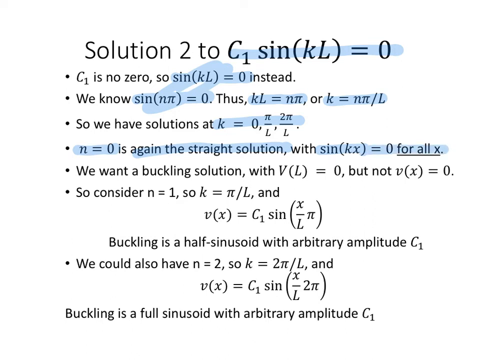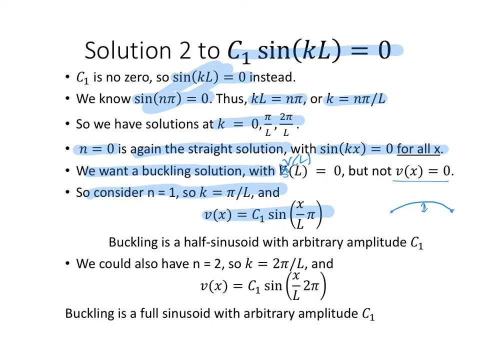So still not interested. So what we really want is that buckling solution with little v of L is 0 at L, but not in general for all x. So we'll consider first n equals 1, where K equals pi over L, and our solution is v of x is C1 times sine of x over L times pi. And so this is now a solution. And you can see this means that between 0 and L, we have a half sinusoid there.